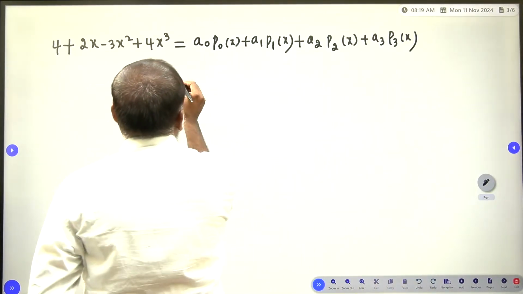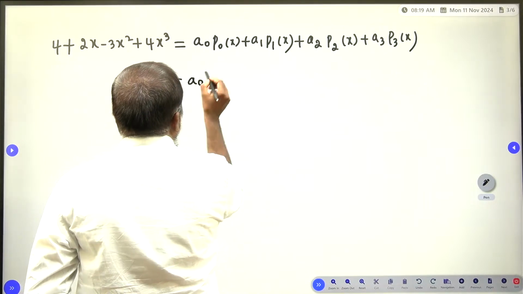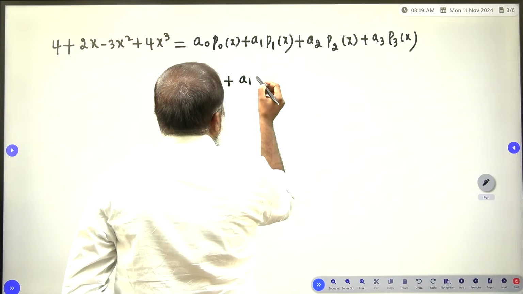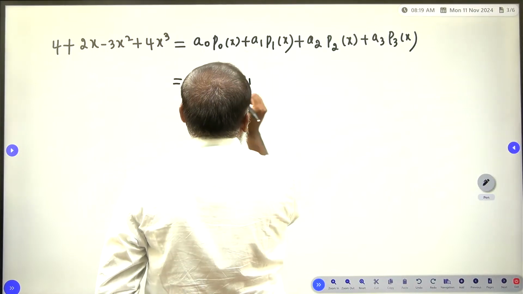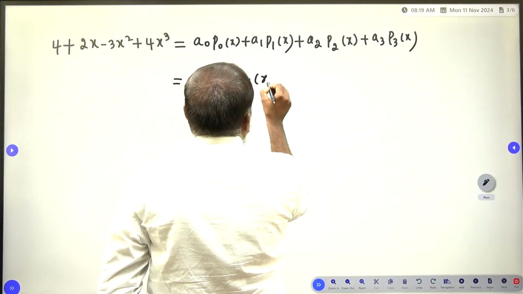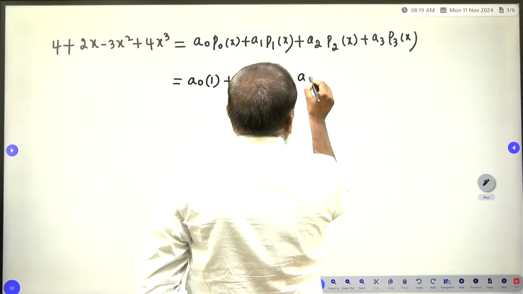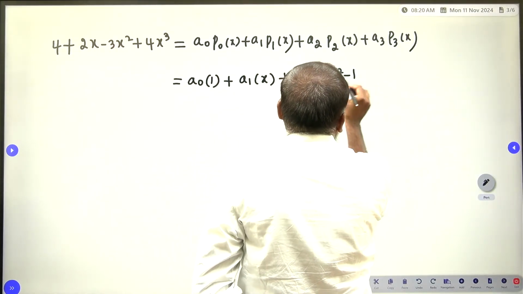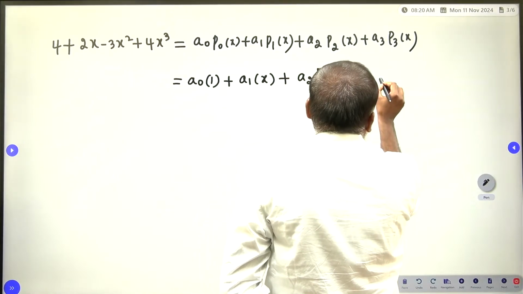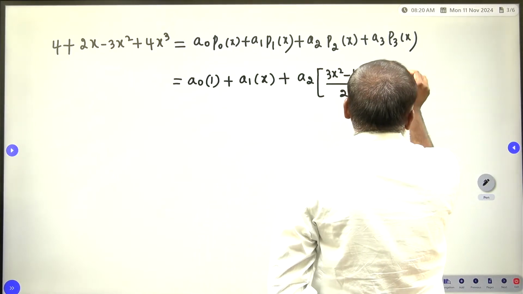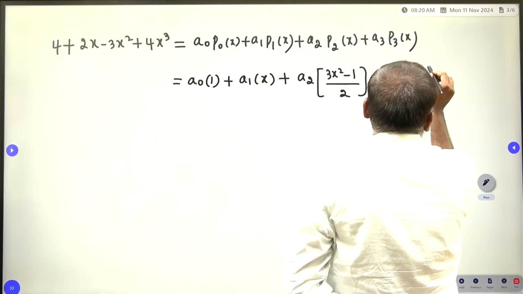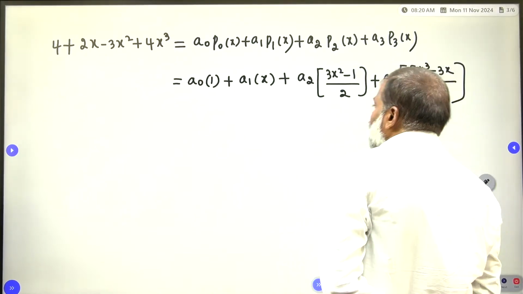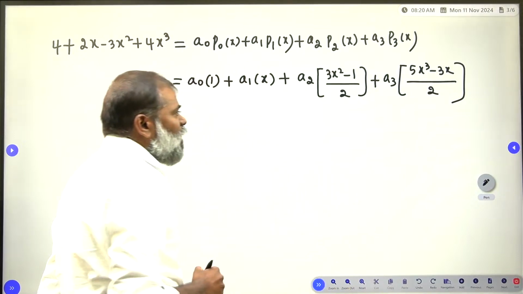Now you substitute: p0 of x is equal to 1, p1 of x is equal to x, p2 of x is equal to 3x square minus 1 divided by 2, and p3 of x is equal to 5x cube minus 3x divided by 2. By using the Legendre polynomials I have to write.